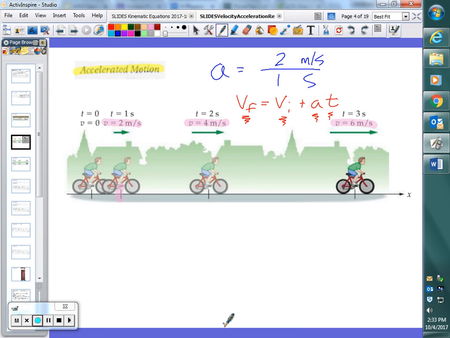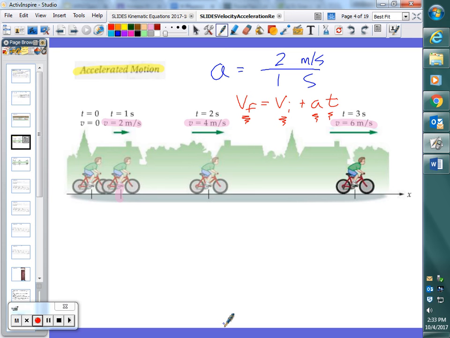1 second after that, his velocity has jumped from 2 to 4. 1 second after that, his velocity jumped from 4 to 6. So we can see here that his acceleration is 2 meters per second squared because his velocity keeps changing by 2 meters per second for every second that goes by. Is that good? Because this is a nice even increase in velocity, if we went to graph these velocities versus time, I think we talked about this yesterday, right?